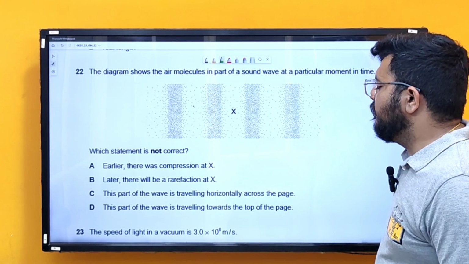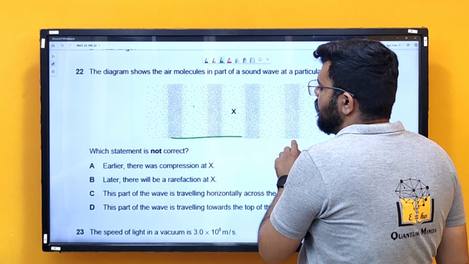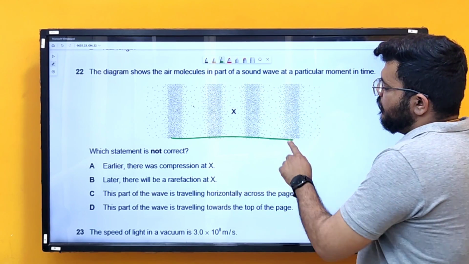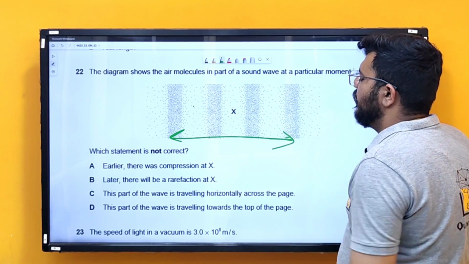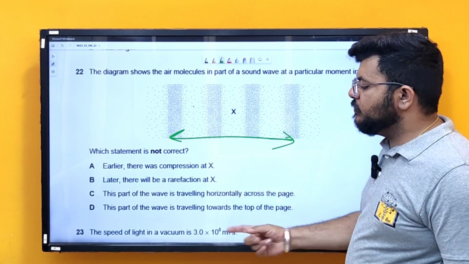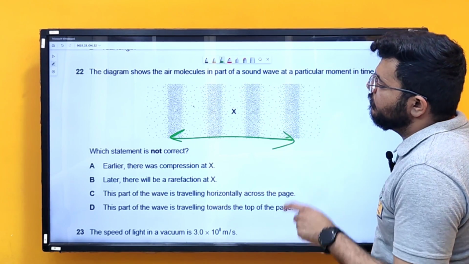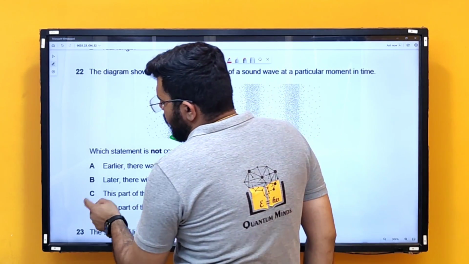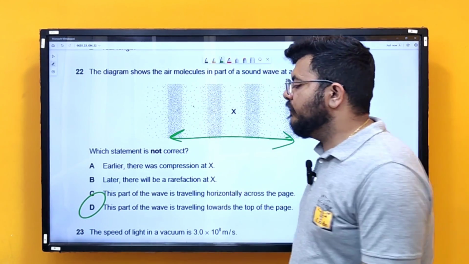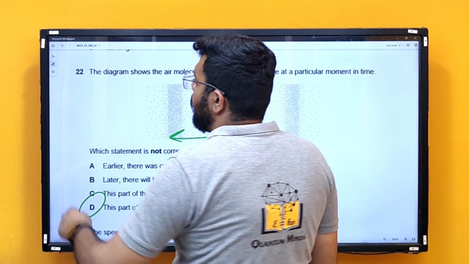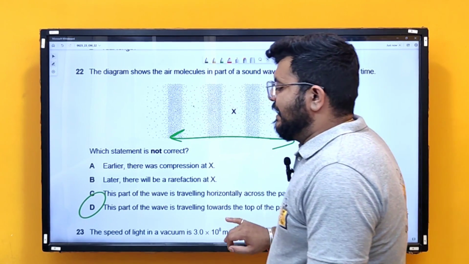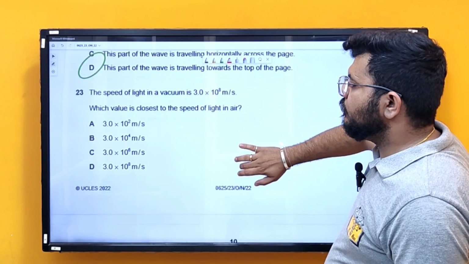This part of the wave is traveling horizontally across the page. Yes, we assumed it to pass like this. It may be passing in the other direction also. There is no problem with that. It is quite possible. This part of the wave is traveling towards the top of the page. No, this is a longitudinal wave. So it will be traveling either left or right, not top or bottom. So 22, answer is D.